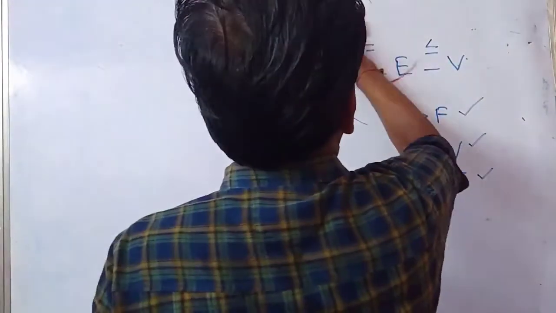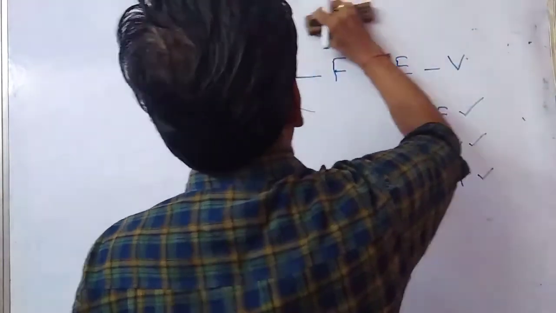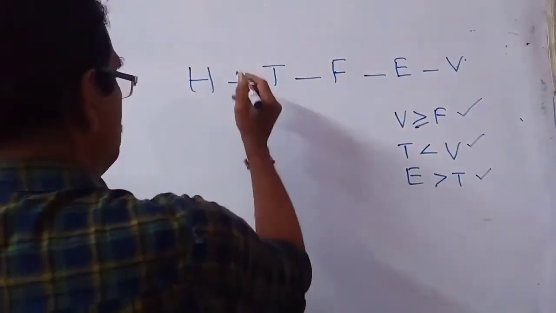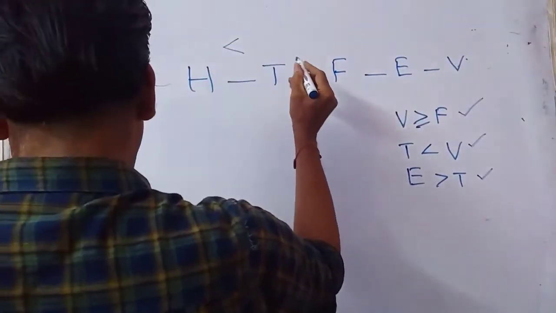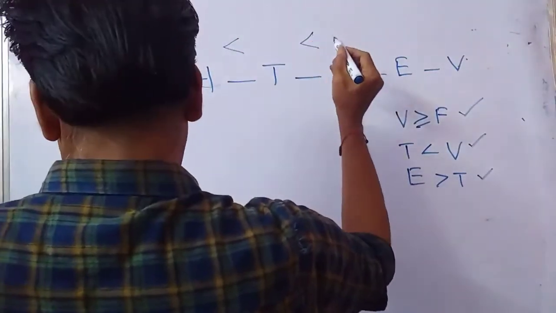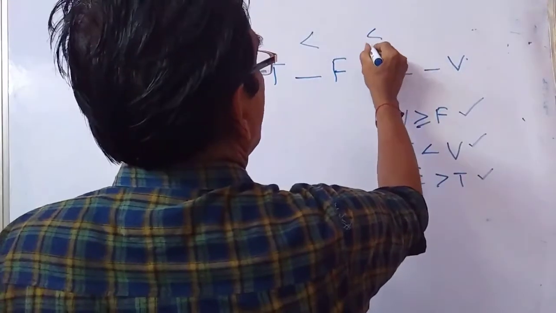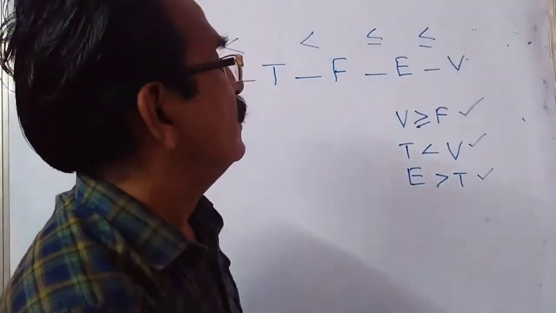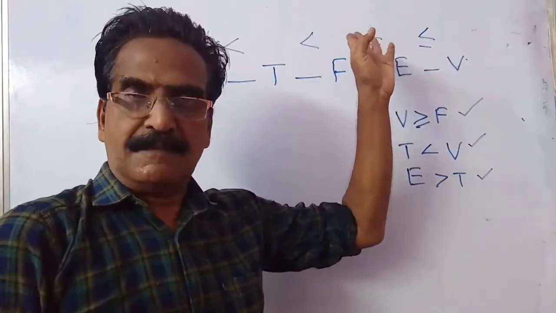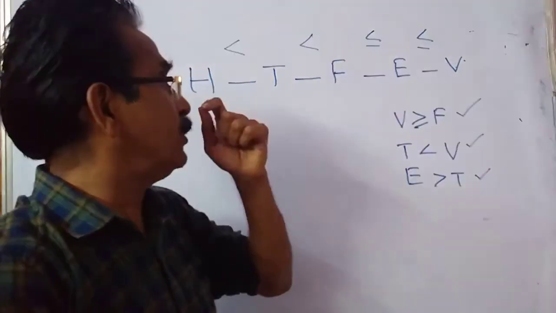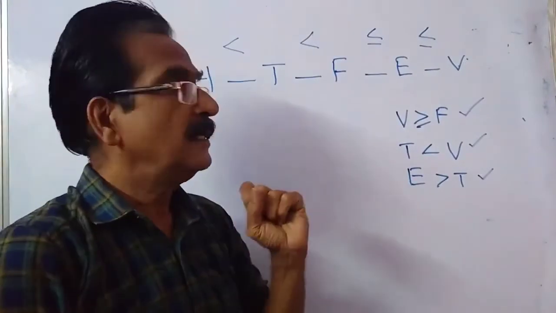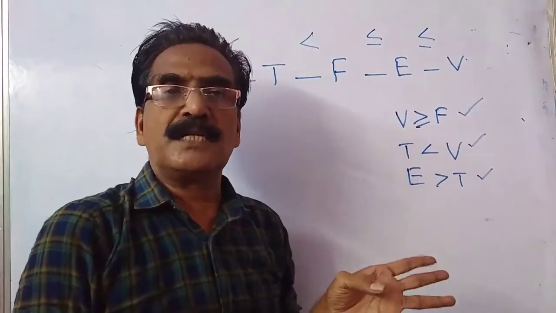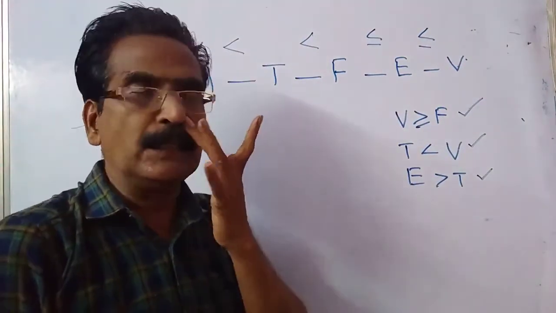Let us substitute the second option also. What are the symbols given in the second option? Let us substitute those symbols also: less than or equal to, less than or equal to. So the second option is this. If you take the second option, let us see if these three conclusions hold good.